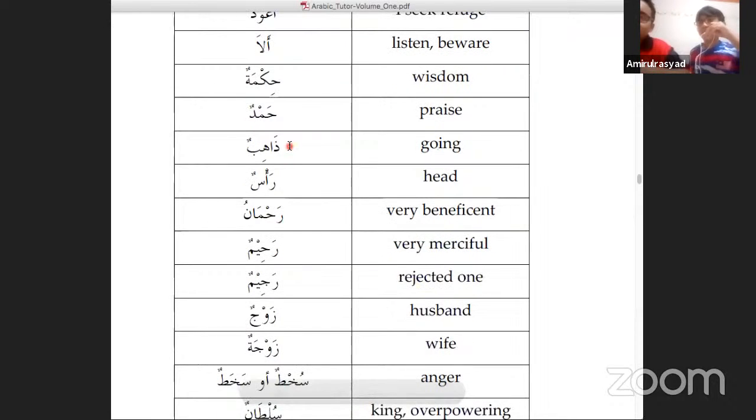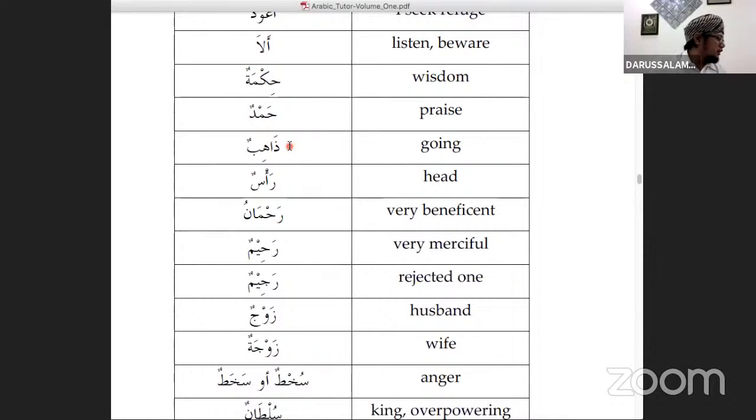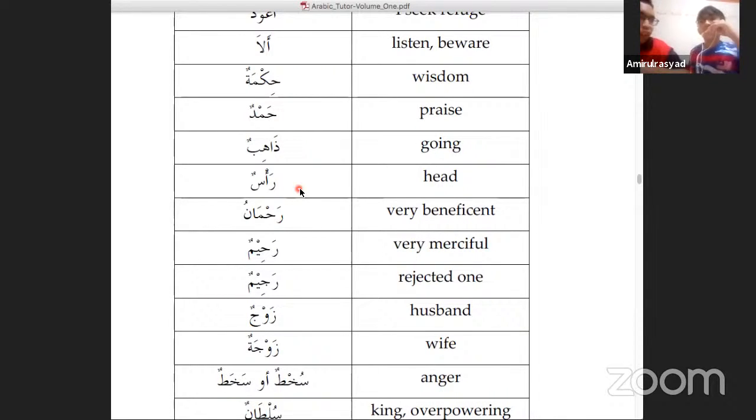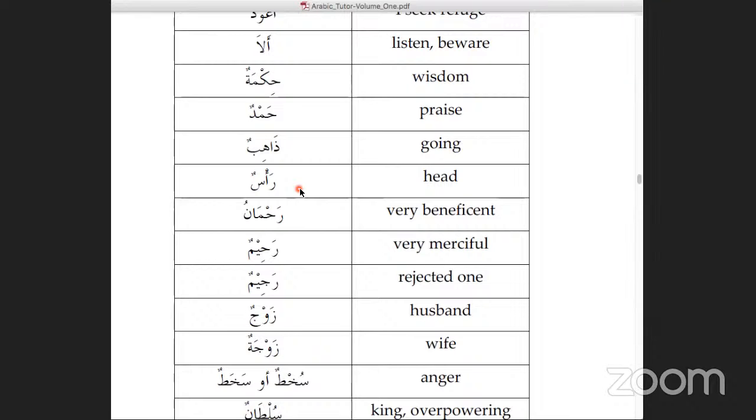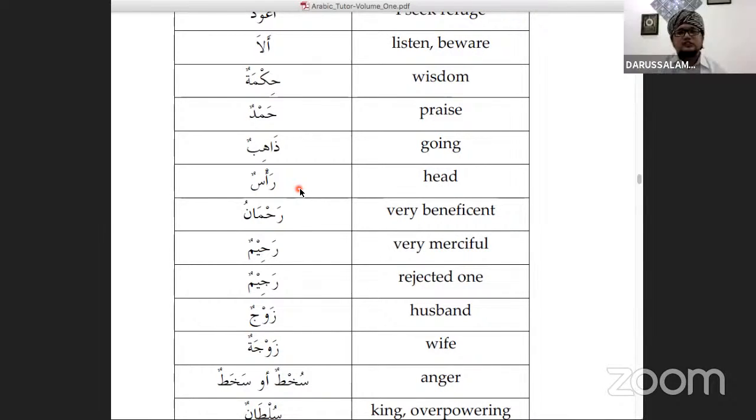Zahib. Going. Okay, good. Next. Rock. Stone. Hit. Rocks. The heads. Rocks. Kepala, eh? Okay, next.